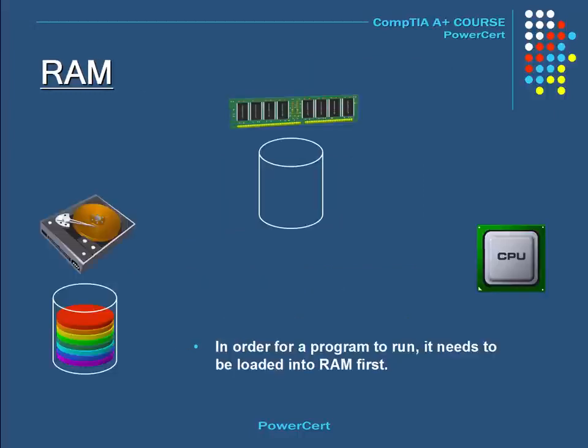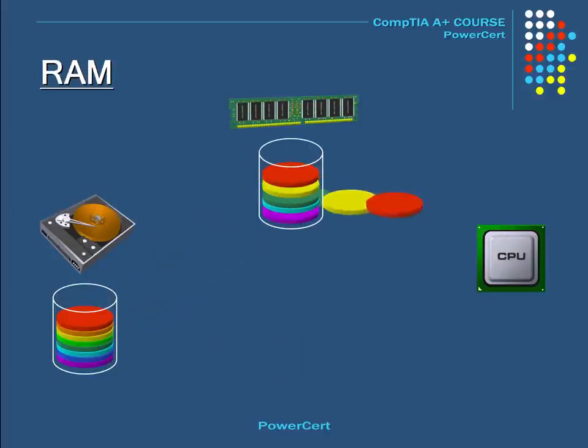So here is how it works. The data or program is stored on the hard drive. Then from the hard drive, it is loaded into RAM. And once it's loaded into RAM, the CPU can now access the data or run the program.